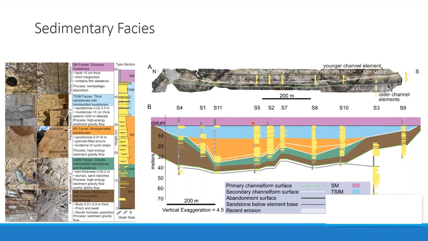We have a somewhat unique situation in that this purple unit here is a siliceous mudstone. The Modelo Formation is correlative to the Monterey Formation, which is a diatomaceous siliceous mudstone. So this siliceous layer gives us a very good indicator of hemipelagic deposition, which would make this an abandonment surface.